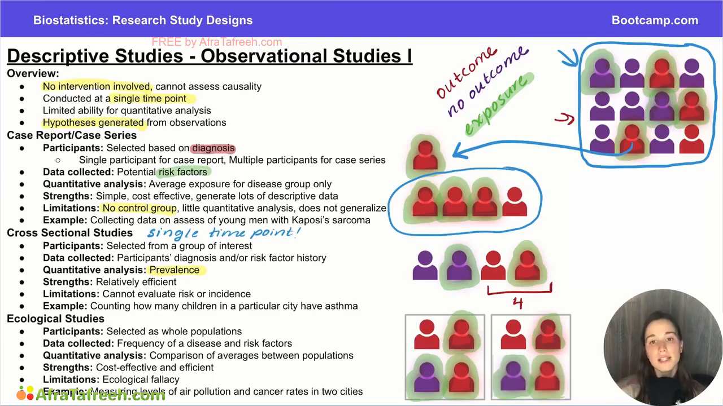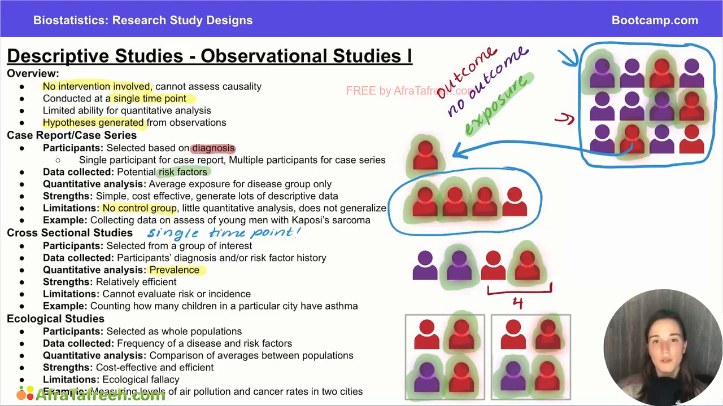So one thing to remember is that a quantitative analysis that is possible for cross-sectional studies is determining the prevalence. However, since these studies are done at a single time point only, they can't be used to evaluate incidence, which is the number of new diagnoses that occur during a time period. And they can't be used to evaluate risk, which is the probability of developing a certain outcome based on your exposure history.